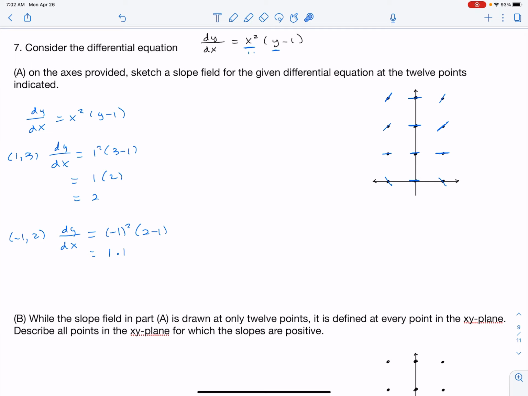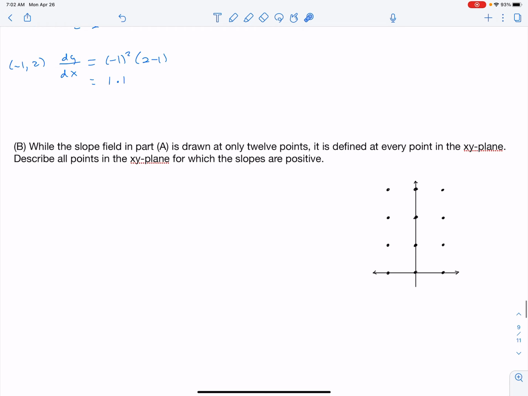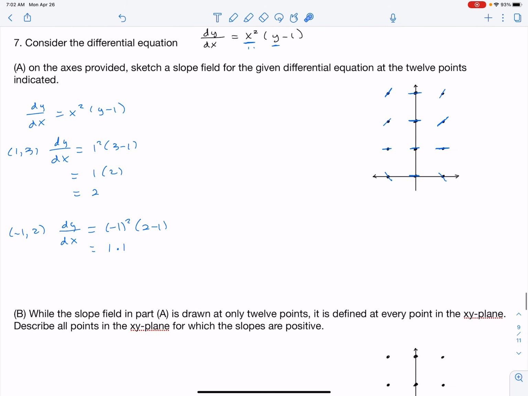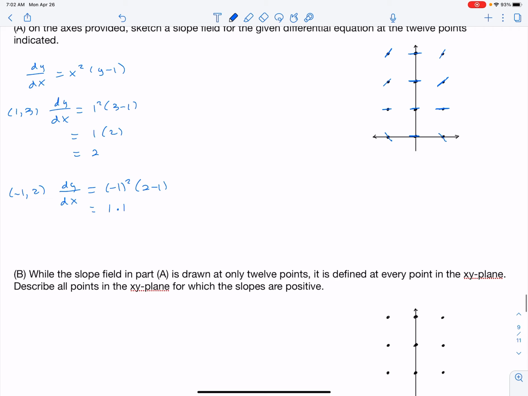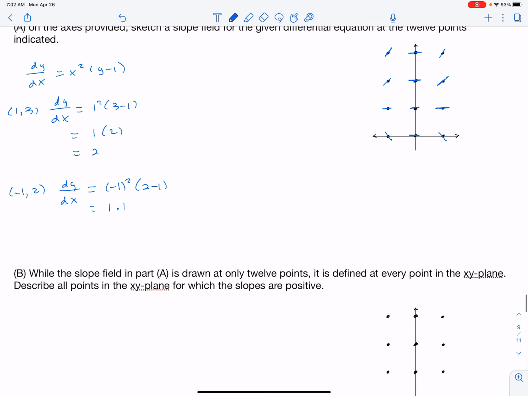Let's keep on going. While the slope field in part A is drawn on only 12 points, it is defined for every point in the xy plane. Describe all the points in the xy plane for which the slopes are positive. What they're basically asking us is where are all our slopes positive? In this case it's easier to say where it's, well, let's kind of look at this. I think you guys would agree.